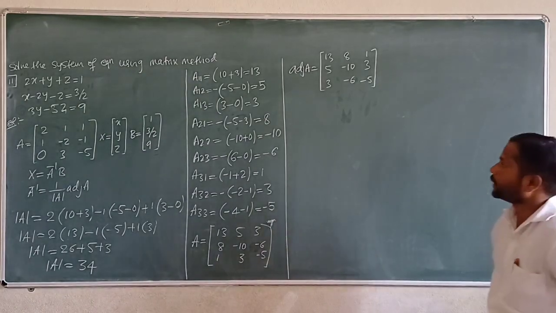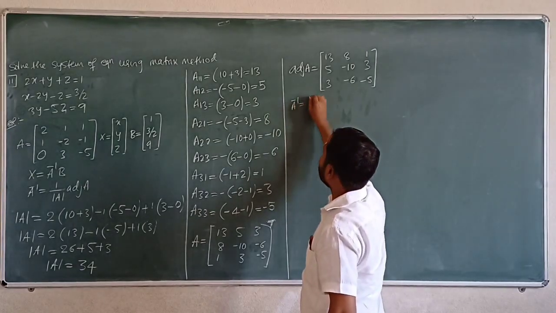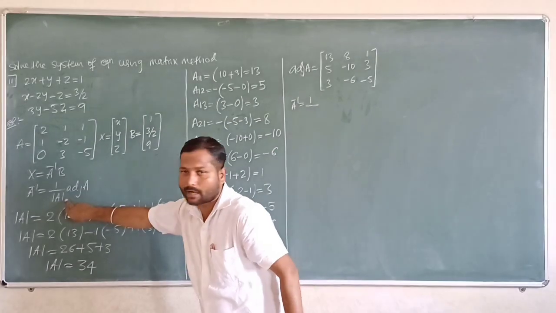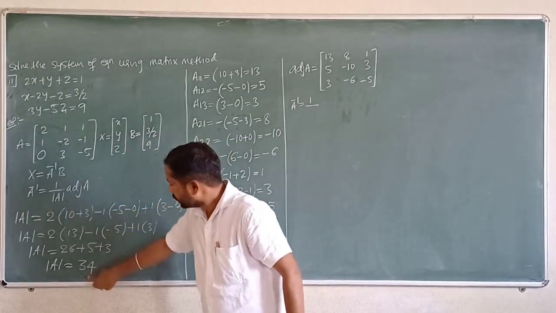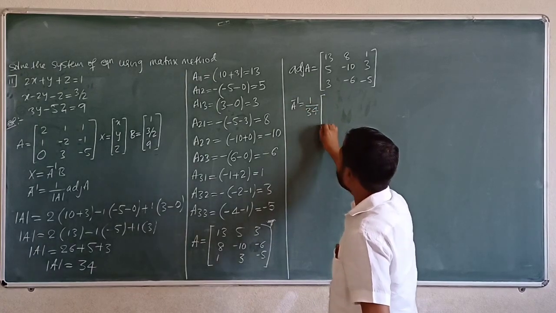Take direct. Okay. A inverse, go down. A inverse is equal to 1 divided by determinant formula here. That is 1 divided by determinant of A. Determinant value is 34. Take this 34, right? Into adjoint of A now.